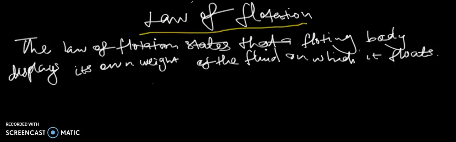The law of flotation states that a floating body displaces its own weight of the fluid on which it floats. Consider the ships, canoes, and ferry boats that move on the upper part of the water bodies. So we usually say that the float may happen, and due to accident or overloading they sink.